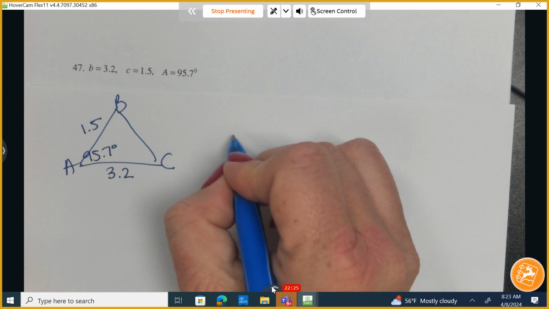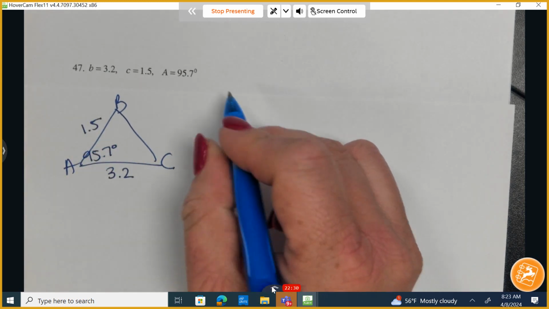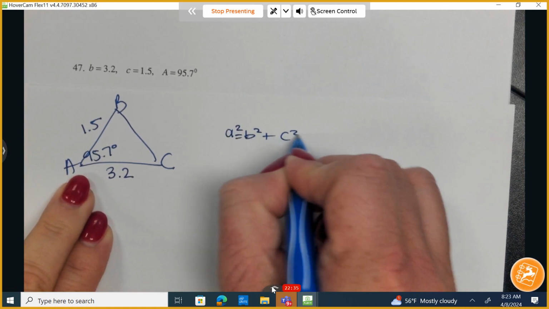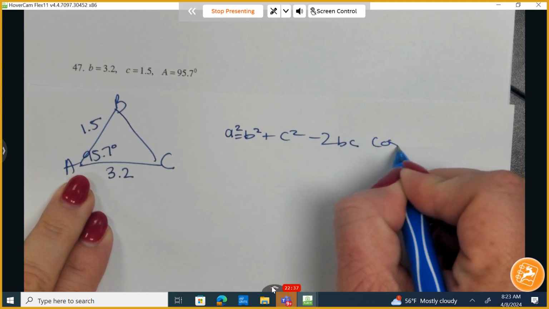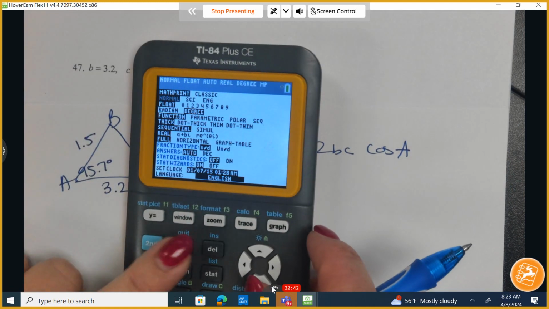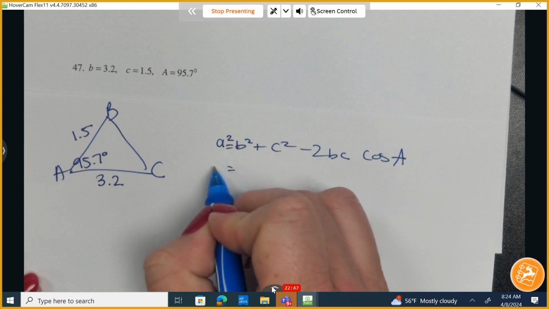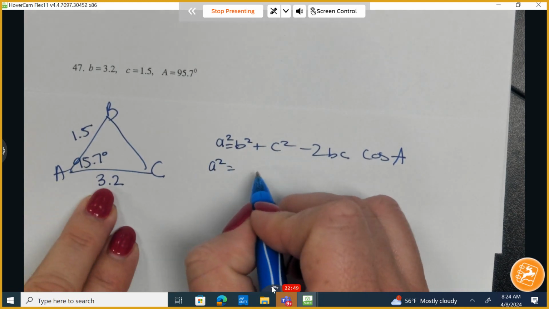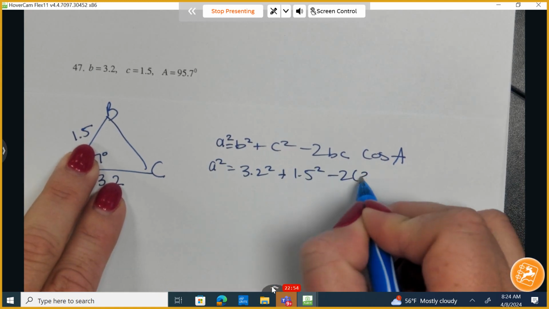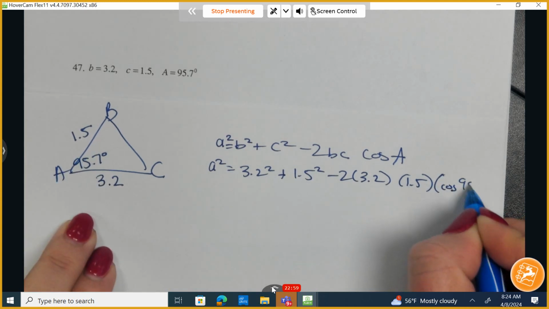Okay, so we know two sides and we know the included angle. And so I'm going to go A squared equals B squared plus C squared minus 2BC times the cosine of A. Again, we need to make sure that we are in degrees, which we are. That all works out, okay? I don't know side A, so I'm going to put this in here as 3.2 squared plus 1.5 squared minus 2 times 3.2 times 1.5 times the cosine of 95.7.